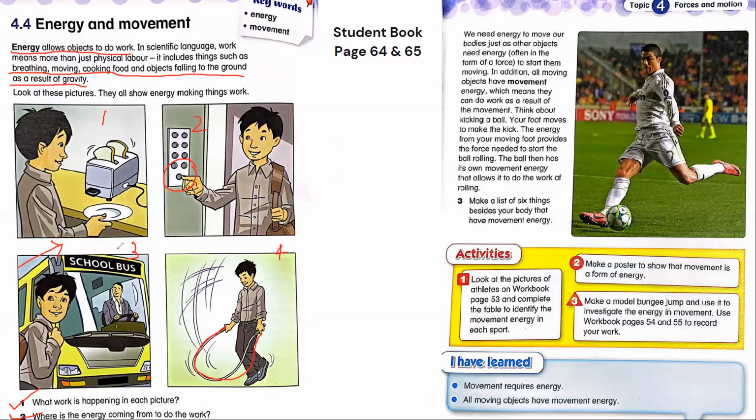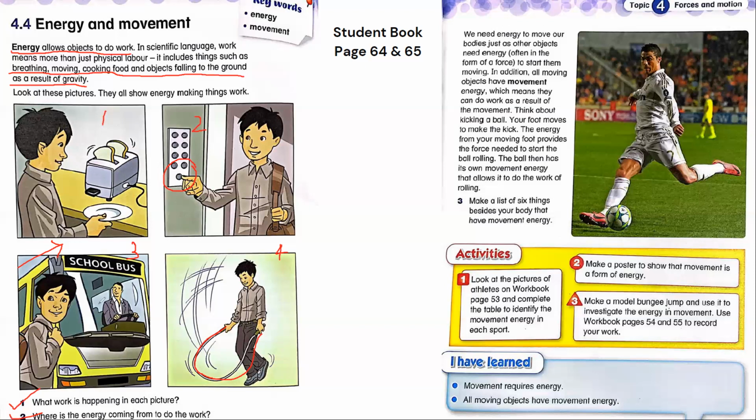Number two, where is the energy coming from to do the work? For picture number one, the energy of the toaster is coming from electricity. I think you already learned what electricity is. Only when you connect an electrical appliance to its main source of energy, which is electricity, can it work. For number two, him pushing the button, the energy came from himself.